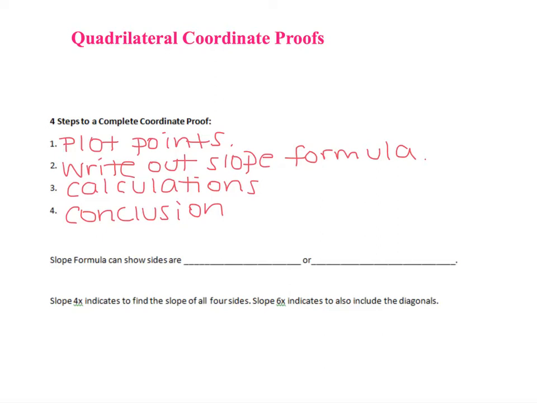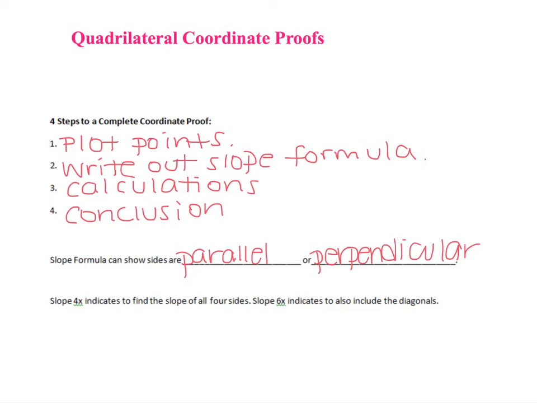The reason we do slope formula, if we think about the equations of lines, we know slope formula can tell us 2 things. It can show us that sides are parallel or that they're perpendicular to each other. Okay, obviously if they're parallel, they'd have the same slope. If they're perpendicular, they'd be negative reciprocals.